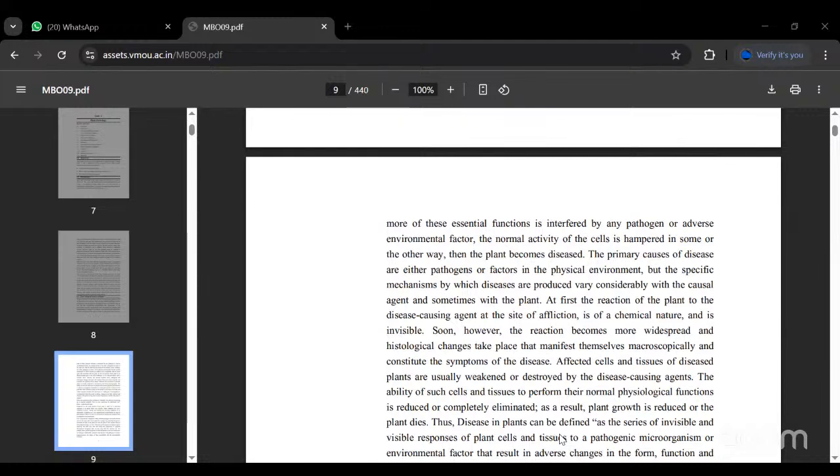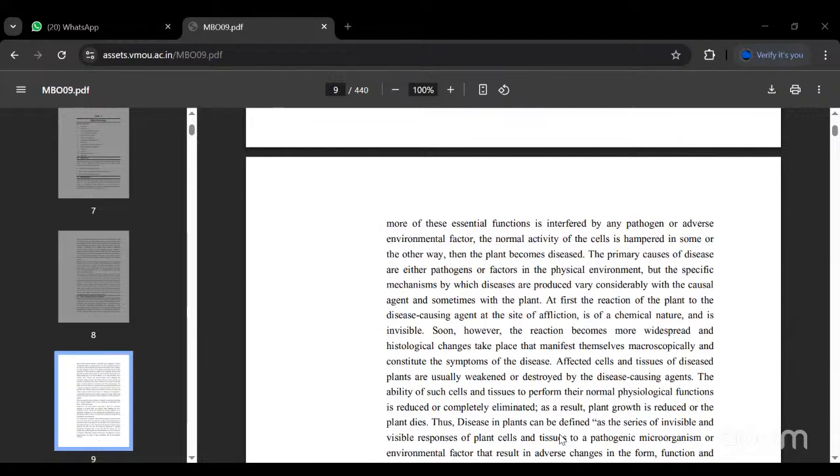The normal activity of the cells is affected in some way or other, and the plant is diseased. The primary cause of the disease is either a pathogen or a factor of the physical environment. The specific mechanism by which diseases are produced varies considerably with the causal agent and sometimes with the plant. At first, the reaction of the plant to the disease-causing agent at the site of affection is of a chemical nature and is irreversible.